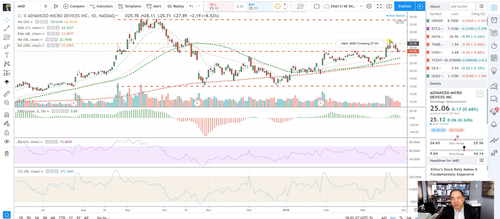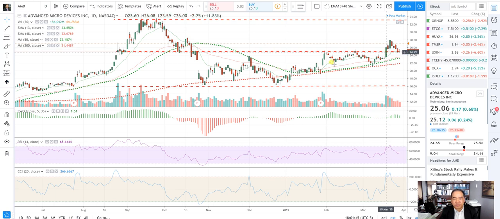But as you can see, it came back and is trying to test this as a support level, and it held that for a couple of days, and right now it's sitting nicely at this support level at about $25 right here.